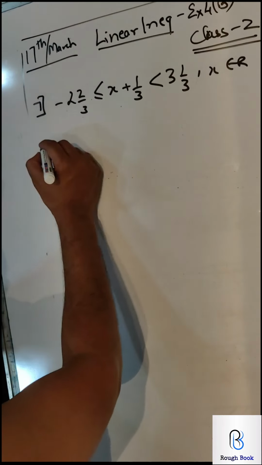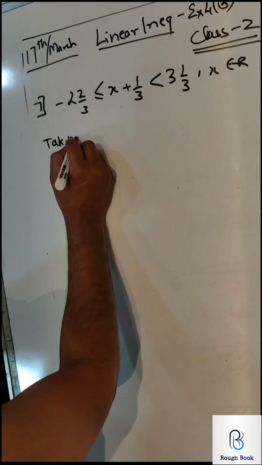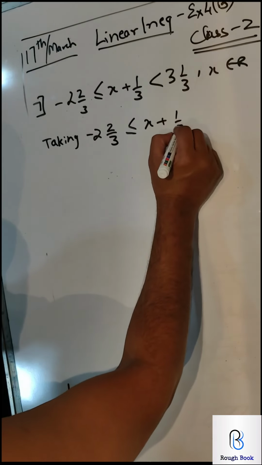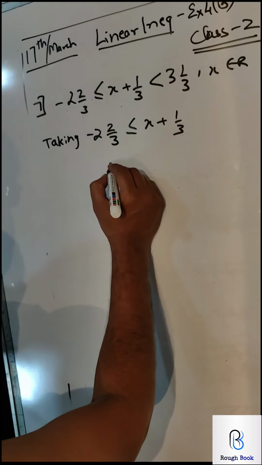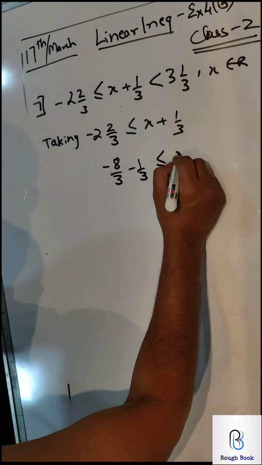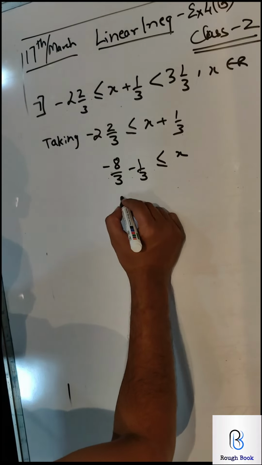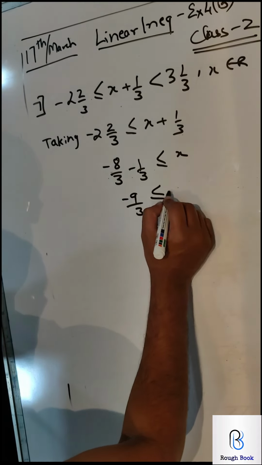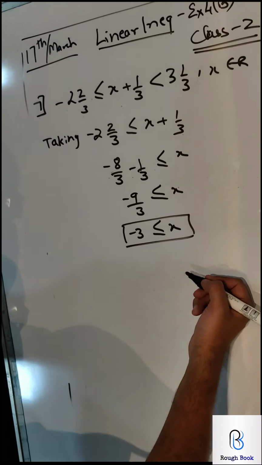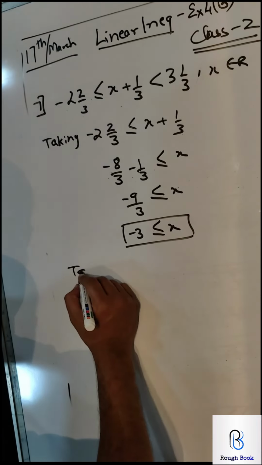So I am taking the first 2 parts. So you can say taking minus 2 by 3 less than equal to x plus 1/3. So 3 2s are 6 plus 2, 8, getting this on the other side. So both denominators same, so minus 9 by 3. So therefore minus 3 less than equal to x. That's one part. Let's try the other part.